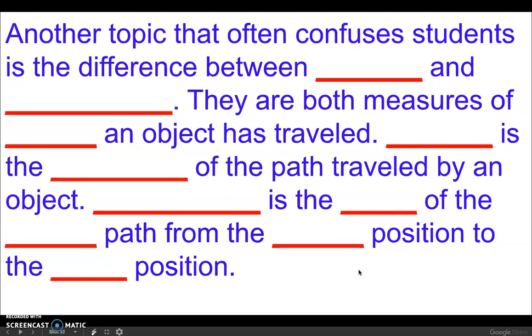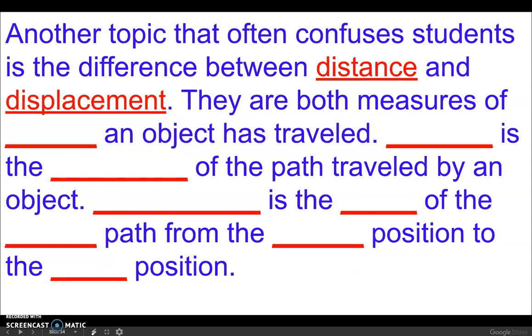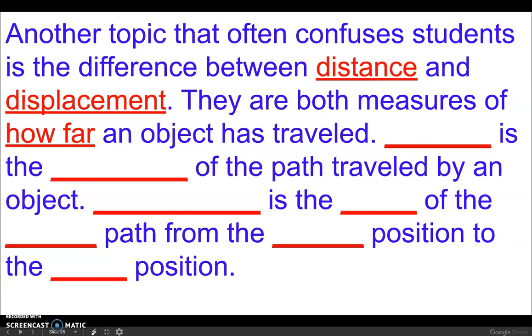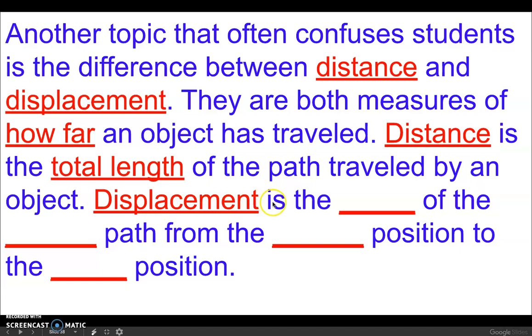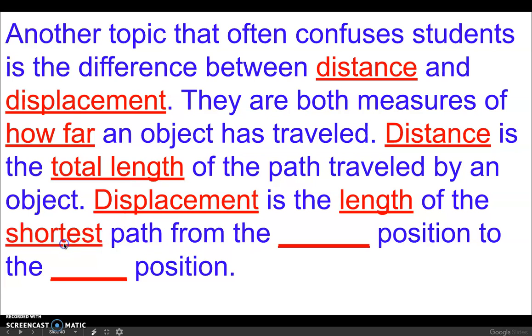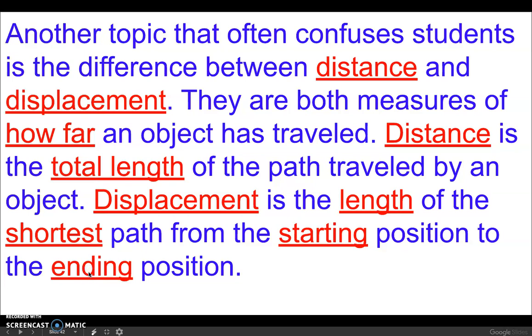Okay, and so then another topic that often confuses students is the difference between distance and displacement. They are both measures of how far an object has traveled. Distance is the total length of the path traveled by an object. Displacement is the length of the shortest path from the starting position to the ending position.